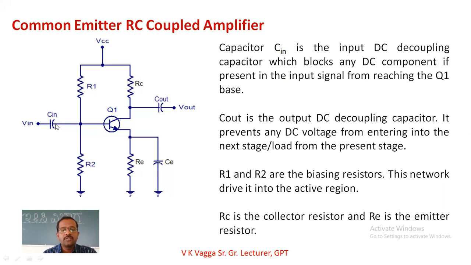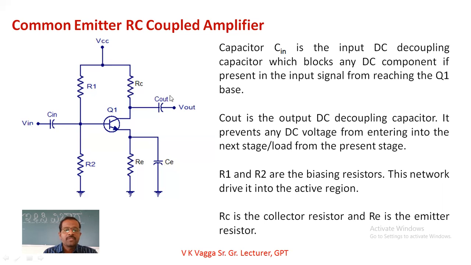The actual meaning of couple is to join two. The actual AC input is coupled with the base of the transistor. The capacitor allows only the AC signal to pass through it and blocks the DC. So it blocks any DC component present at the input and allows only the AC signal to pass through. This is the working of CIN.